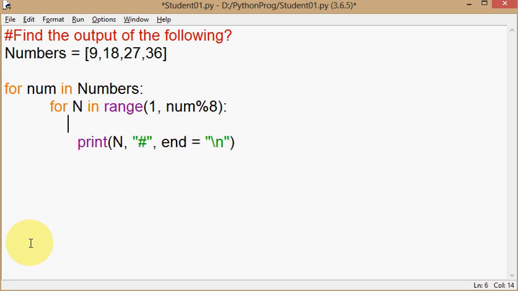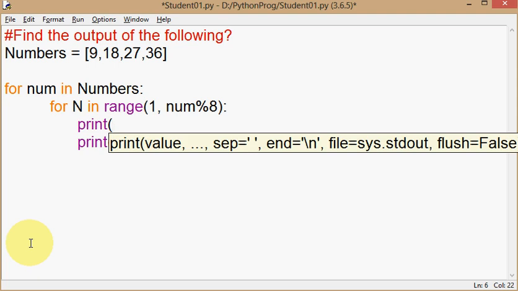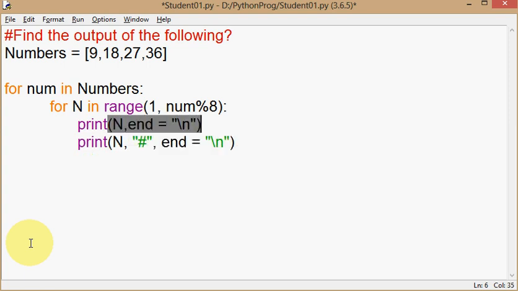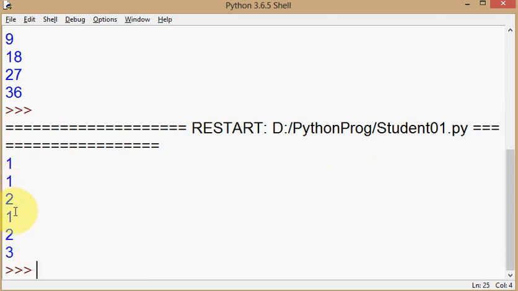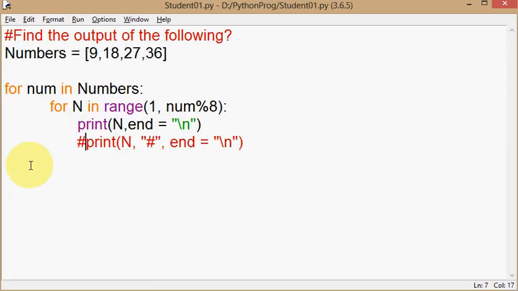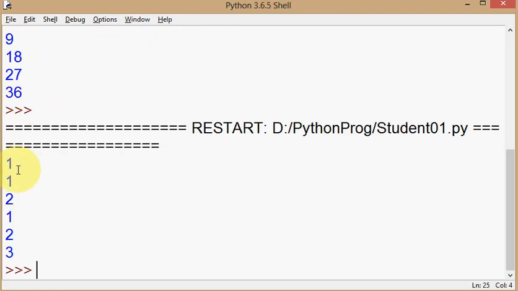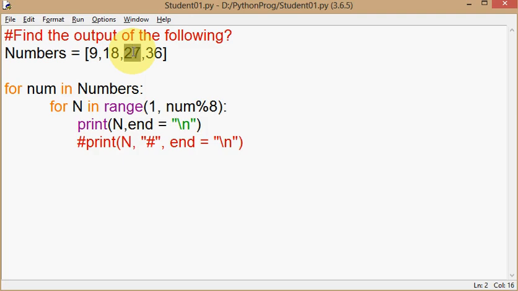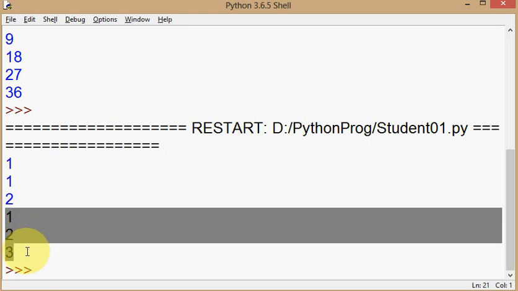So I can write it here as: print the value of n comma and equals to \n, and I am going to make this statement a comment. Let us see the output. See, 1 1 2 1 2 3. That means for the first time, when the value is 9, the loop is not going to be executed. The second time the value is 18, the loop is executed once. The third time the value is 27, the loop is executed 2 times. When the value is 36, the loop is going to be executed 3 times.